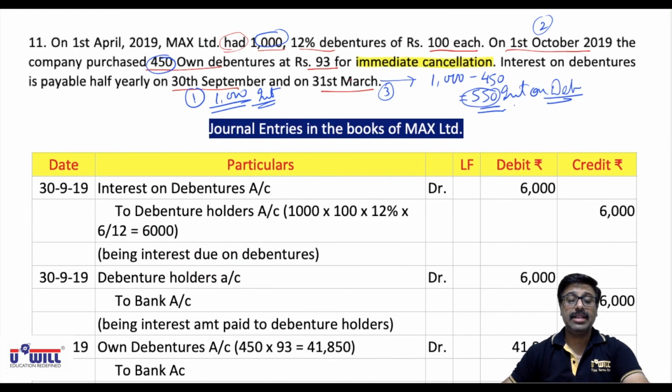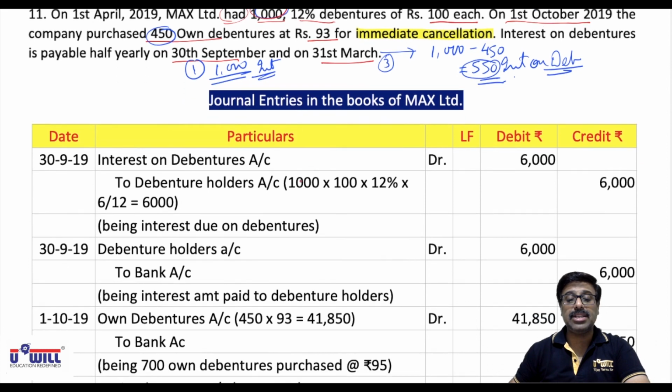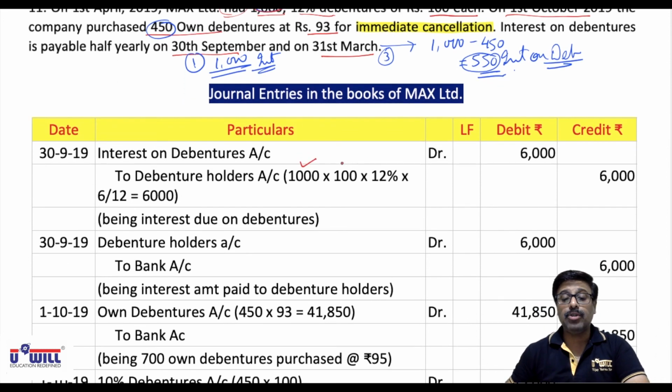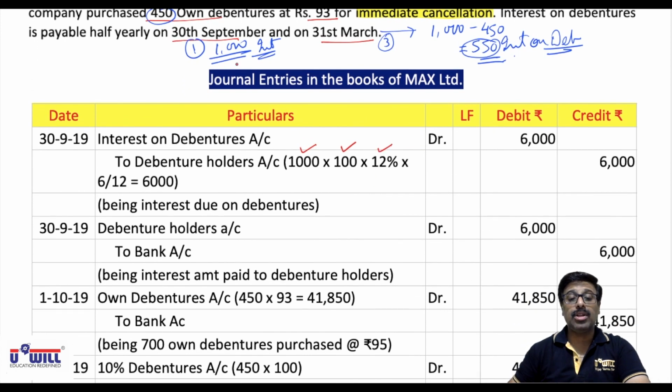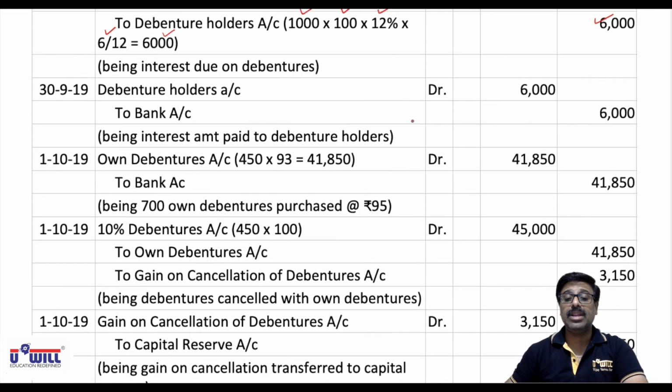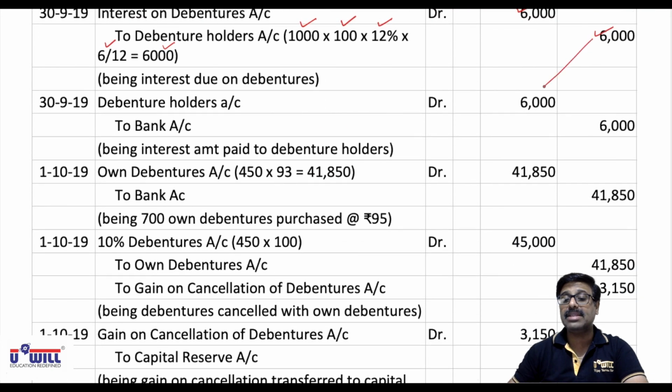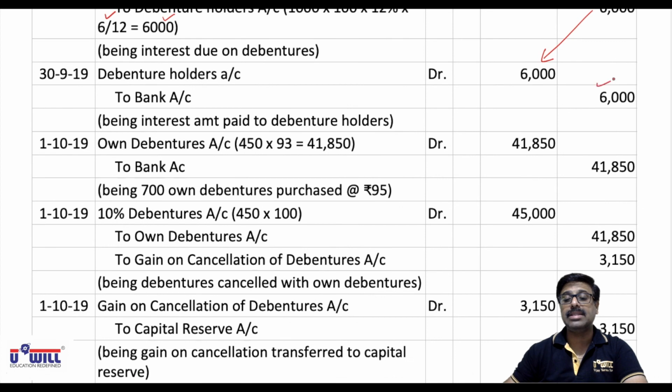I hope you all would have done the solution by now. Check your answers. On 30th September, interest on debentures account debit to debenture holders account. 1,000 debentures are there, so 1,000 debentures into face value 100 into rate of interest 12%. And on 30th September, April to September, you'll pay interest only for 6 months. So 6 by 12, 6,000 rupees. Interest on debentures to debenture holders 6,000, and then for its payment, debenture holders account debit 6,000 to bank account 6,000.